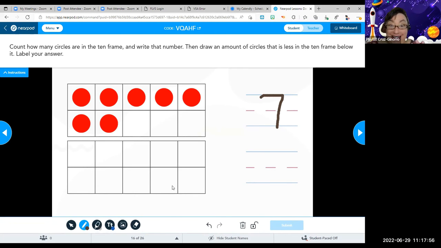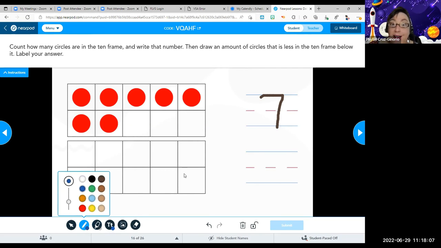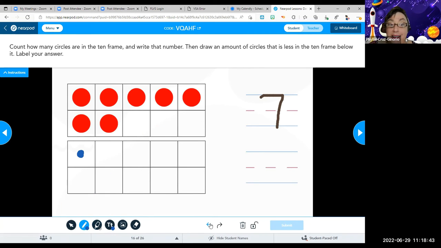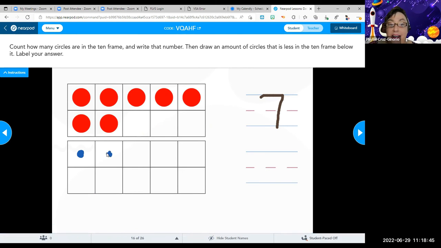Now, then draw an amount of circles that are less in the 10 frame below it. Oh, I got this. Okay, see that open 10 frame? That nice new tool that's fresh and clean underneath? They're asking you to represent or draw dots, but they have to be less. Oh, there it is in the directions. Less. Okay. I need to find a number that's less than 7 and draw it in the 10 frame. Can you do that? Let's see. What if I did 2 dots?